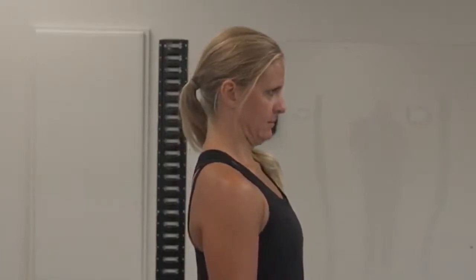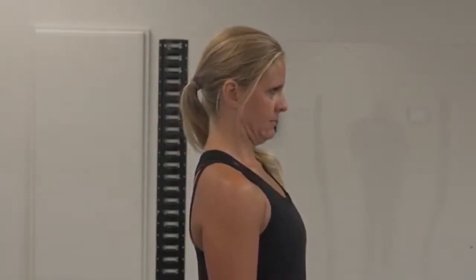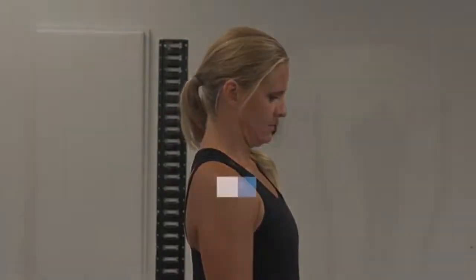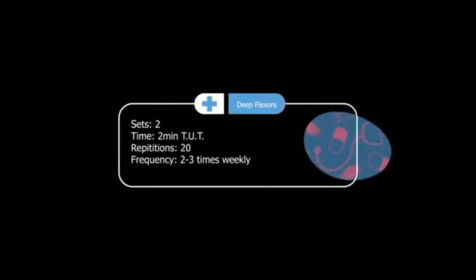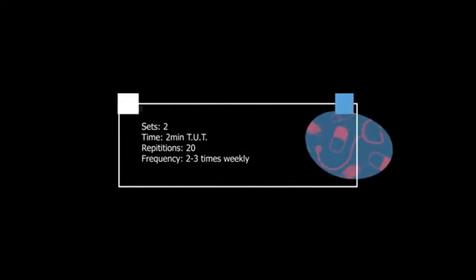At the end of the movement, your cheekbones should be in line with your collarbone. Hold the position for 2 seconds, then allow your head to move forward to its resting position. Complete the steps for 20 repetitions or for roughly 2 minutes of time under tension. Complete 2 sets, giving yourself 1 minute of recovery between each set before you move on.